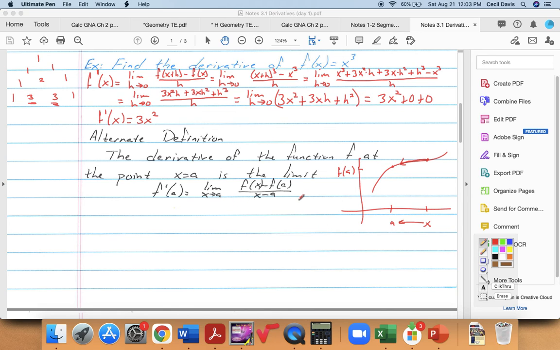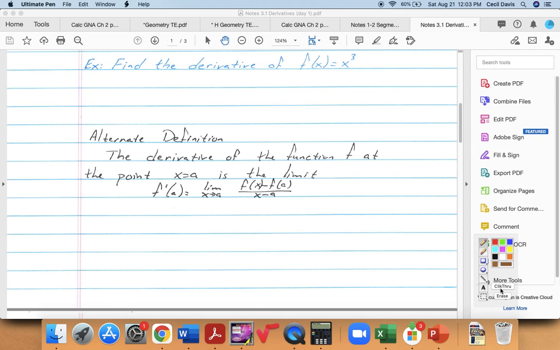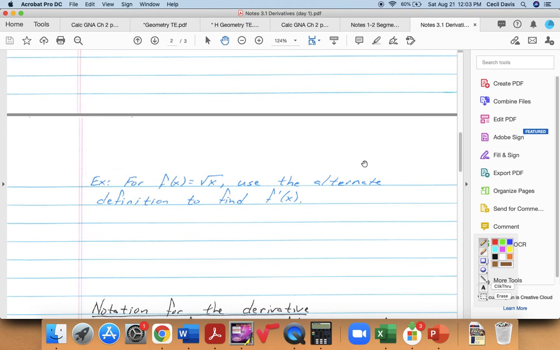So again, this is just an alternate definition. Occasionally, it's easier to use this. If you want to, you can. Your book sometimes will instruct you to use the alternate form. So let's take a look at an example of that.